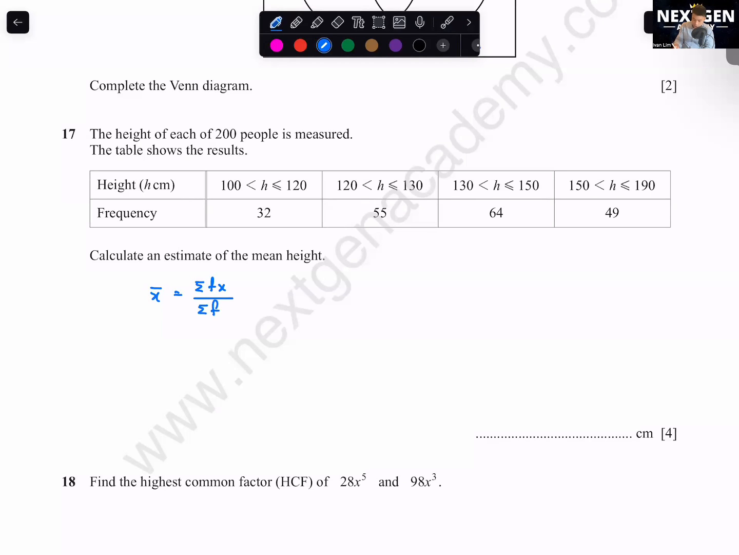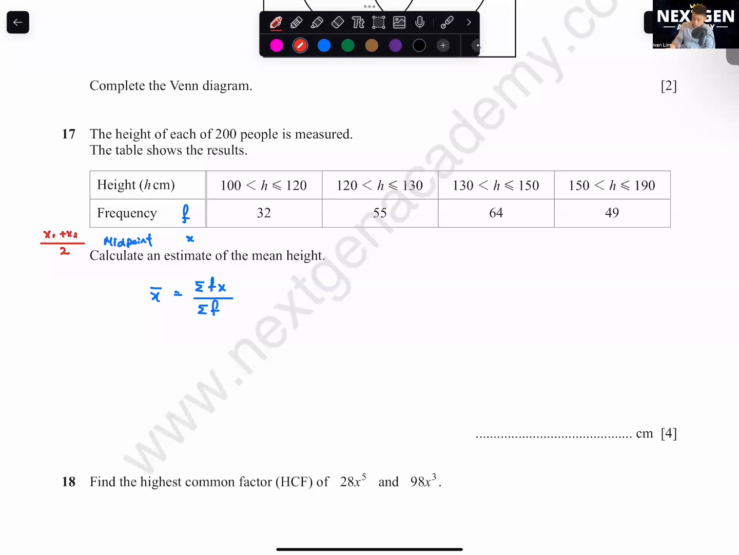Okay, we have f already, which is here. We need to find what is the x value. X is your midpoint, the midpoint of the height. How to find midpoint? You're going to add this plus this, divide by 2. Write this down: x1 plus x2 divided by 2.